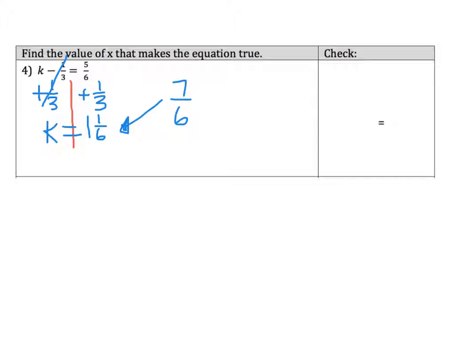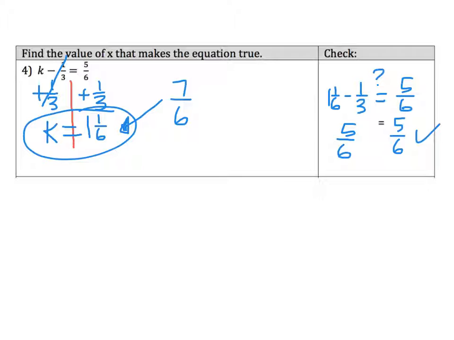Okay? All right, now we need to do the check. So we're going to write 1 1/6 minus 1/3, and I want to see, does this equal 5/6? Well, I already know what the right-hand side equals. I know that that equals 5/6. So let's type into our calculator. 1 ABC1 ABC6 minus 1 ABC3, enter. And I get 5/6. So that lets me know that this is my correct final answer.